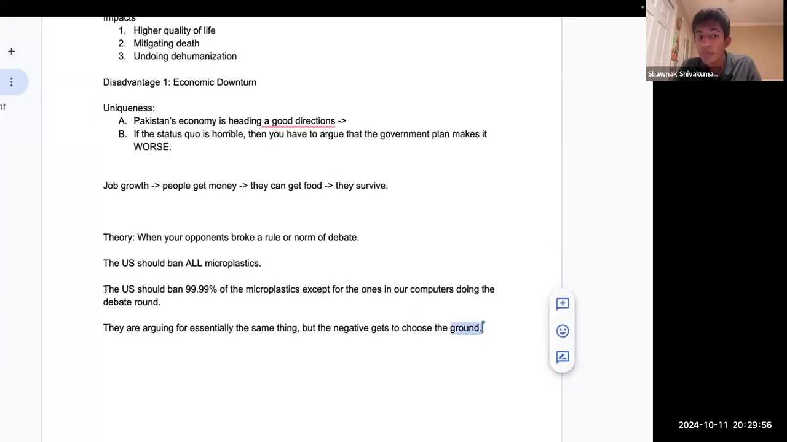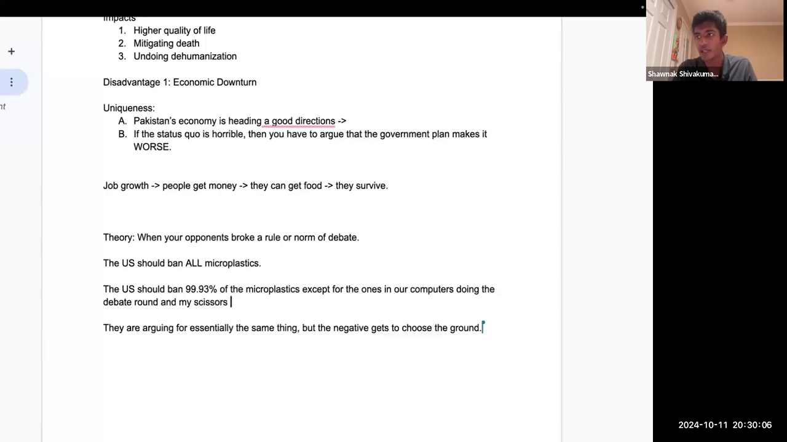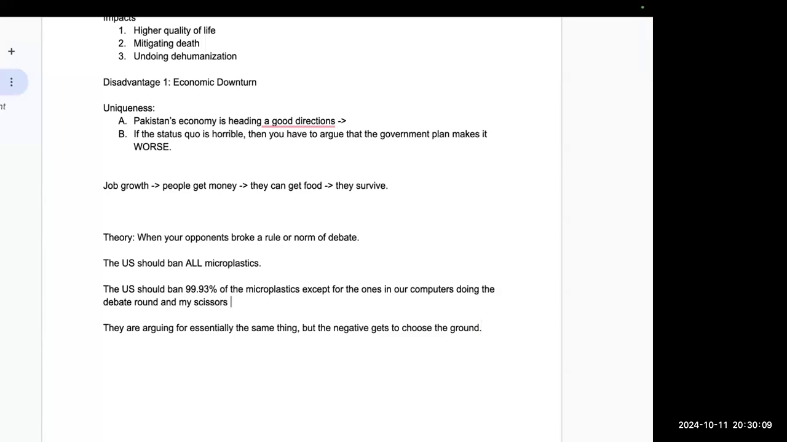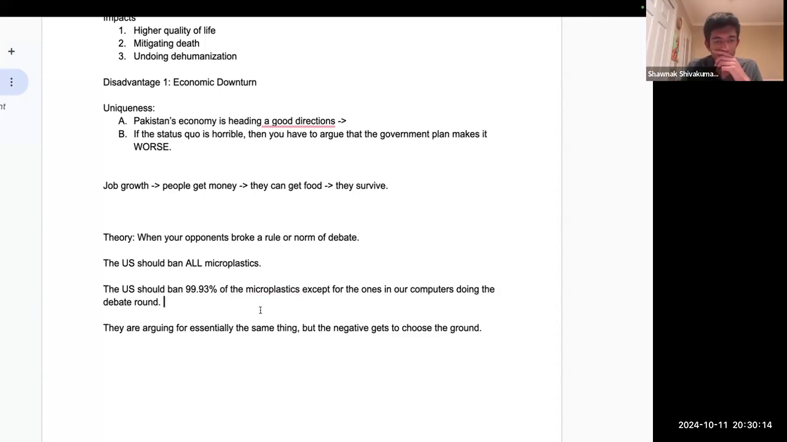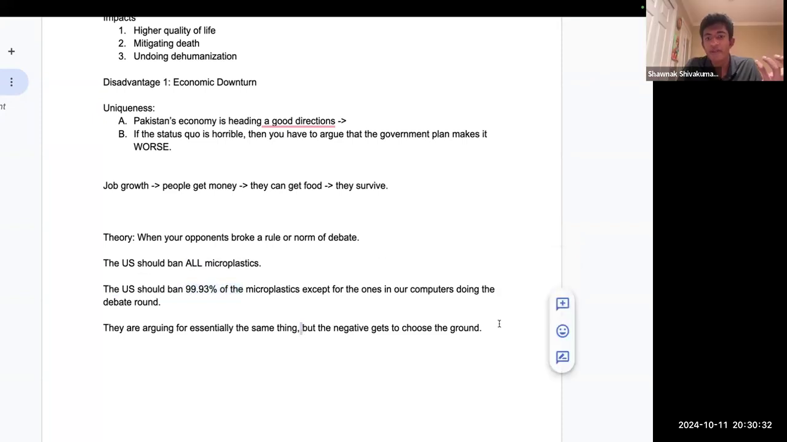Okay, so you can make infinite variations of this, right? Do you agree? You can say 99.93, and my scissor is right here. You're not banning that. Whatever they're arguing for, they argue against it. So the government has to advocate for all microplastics, whereas the negative can literally choose their ground. They can say we're banning 99, 98, 97, 96. That's kind of unfair, isn't it?